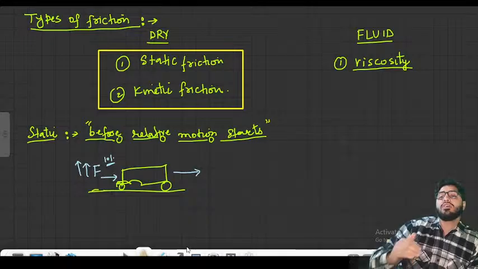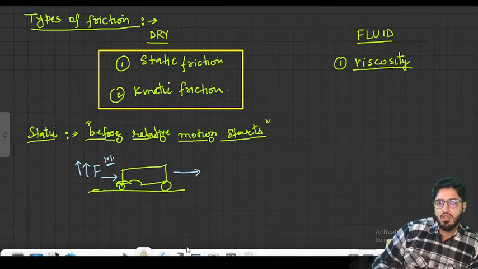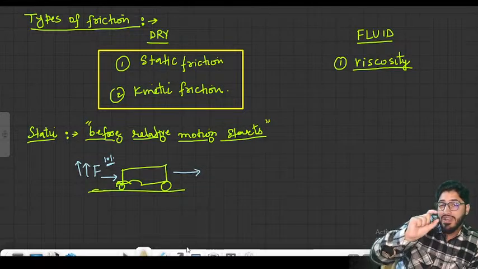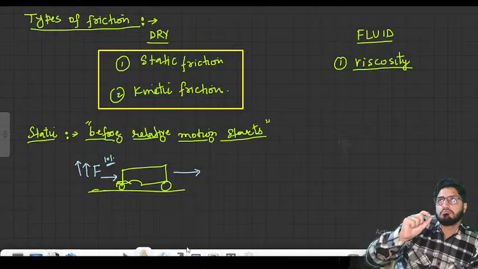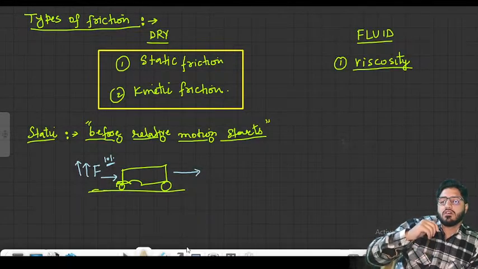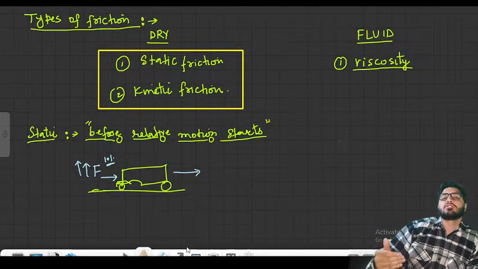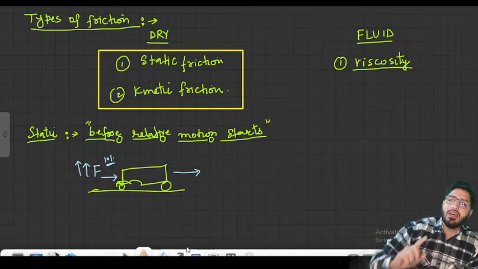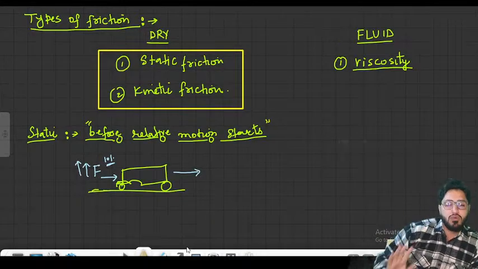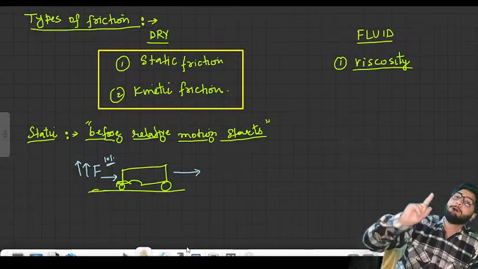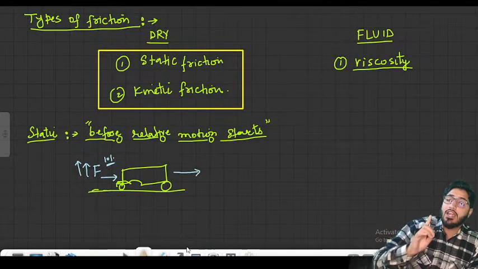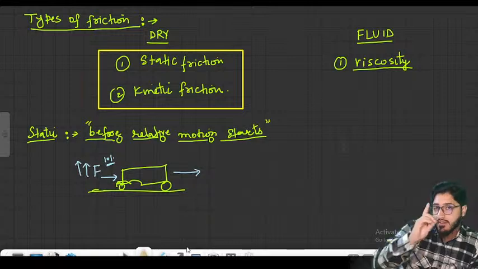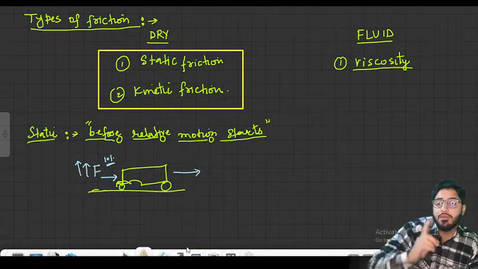Now, when you increase your force beyond a particular point, then your car or your box starts to move. That maximum force that you are applying to overcome the friction, that particular friction is known as the limiting friction.